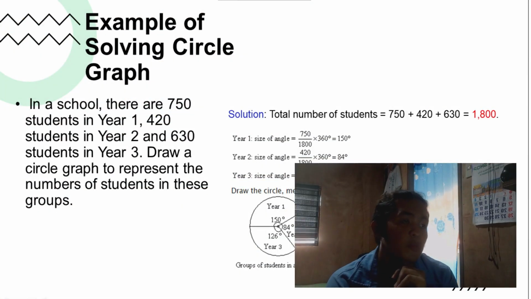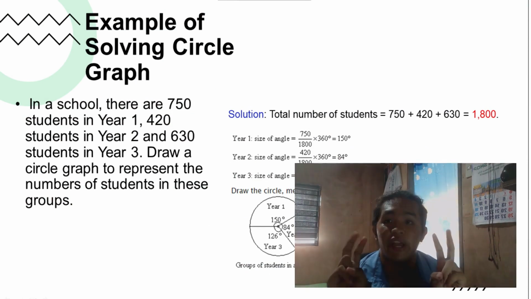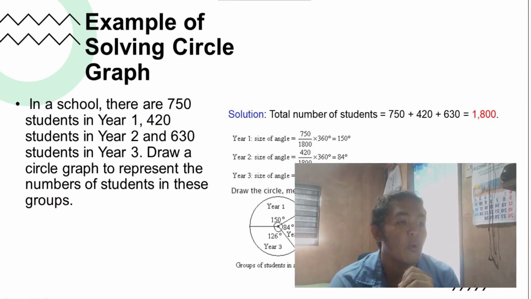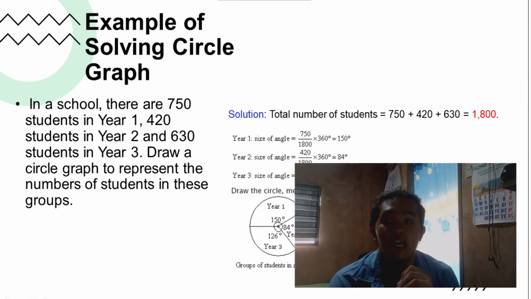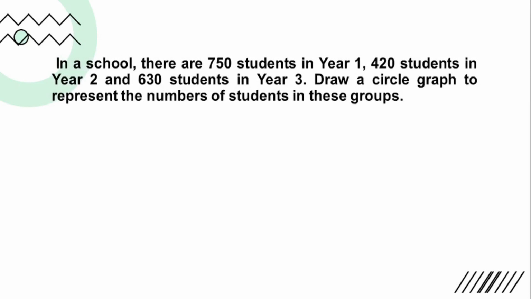So, the previous reporter gave us a series of steps on how to create a pie graph. Now, we'll apply those steps to the problem at hand. As you can see, you have a sample problem here. In a school, there are 750 students in year 1, 420 students in year 2, and 630 students in year 3. Draw a circle graph to represent the number of students in this group. But before that, let's review what those steps are.